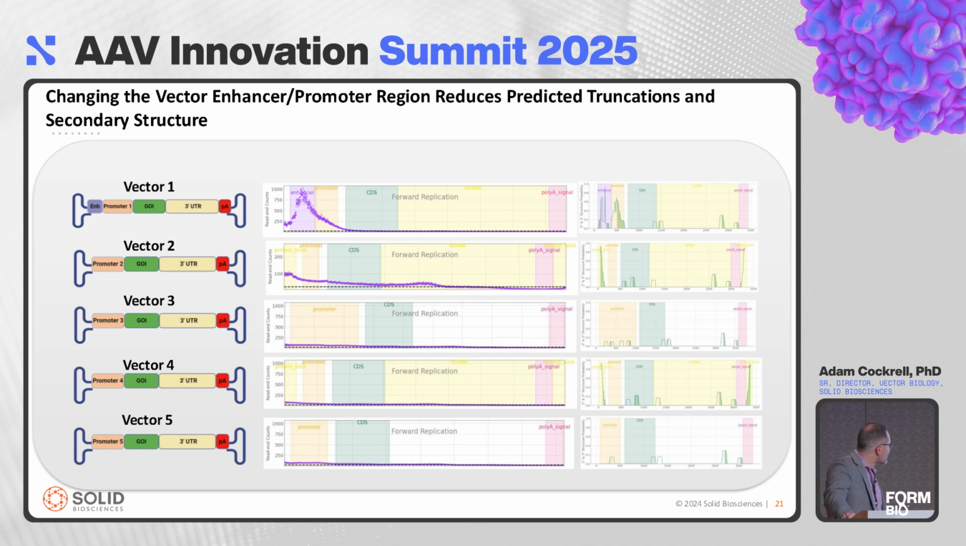So this is kind of a real world example from Solid, where we have 5 different vectors, so vectors 1 through 5. The GOI is the same, the 3' UTR is the same, and the poly A is the same. Promoters are different for each one of these. You can see that the top one has a promoter with a strong truncation propensity up in the 5' end. We have a strong secondary and tertiary region in that promoter at the 5' end. When we change those promoters, even all 4 of those promoters, when we swap them out, we can see that a lot of that goes away.